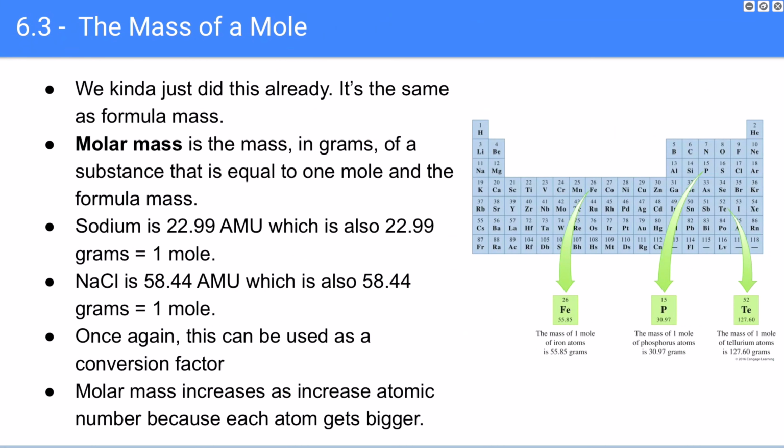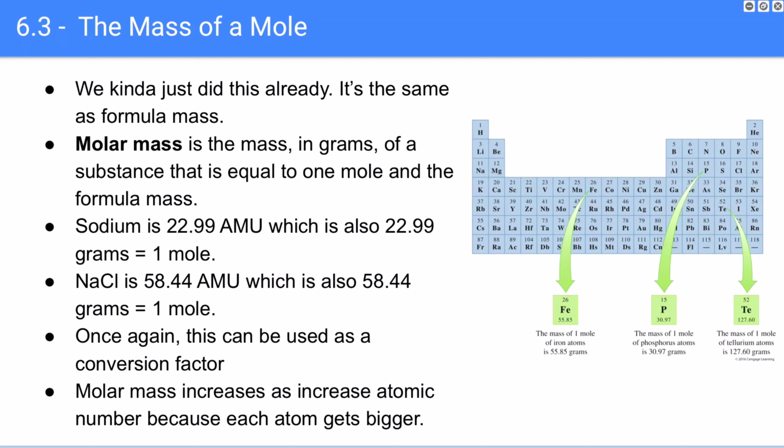So we've already gone through and talked a little bit about formula mass and the calculation of the mass of a mole of something. I told you I wanted you to start using grams per mole as the unit when we do stuff off of the periodic table. I've used the term molar mass already. I'll just reiterate. It's the mass in grams of a substance that is equal to 1 mole and the formula mass. So for each of the elements on the periodic table, the decimalized number there is how many grams there are in 1 mole of something.